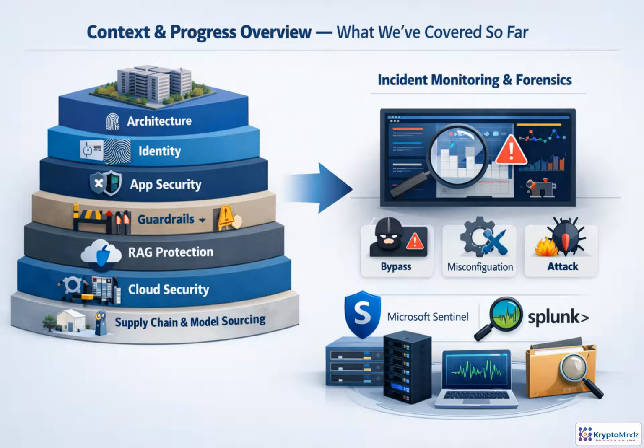So far, we've focused on reducing risk across architecture, identity, applications, guardrails, RAG, cloud, supply chain, and models. Module 5 shifts from prevention to evidence. When something is bypassed, misconfigured, or attacked, what do we capture?